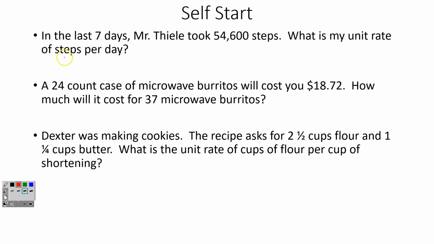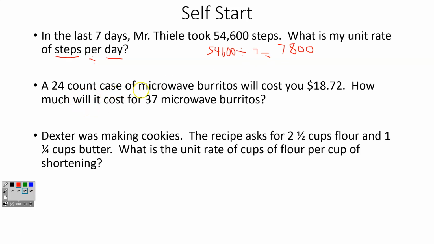So I'm going to look at the question to make sure I set this up right. What is my unit rate of steps per day? Steps come first. So I'm going to do 54,600. I'm going to divide that because of that word per by the days, which is 7. So 54,600 divided by 7 gives me an answer of 7,800. So how many steps did I do per day? I did 7,800 steps per day.